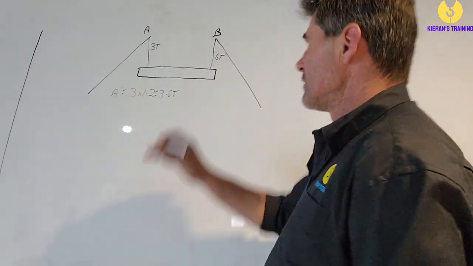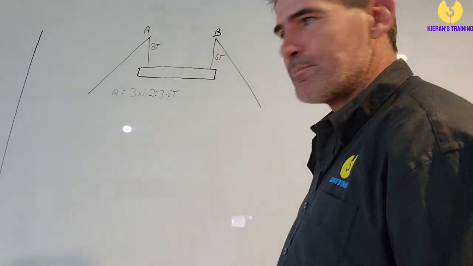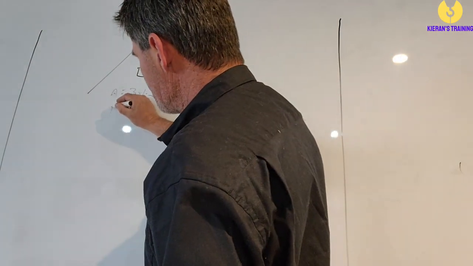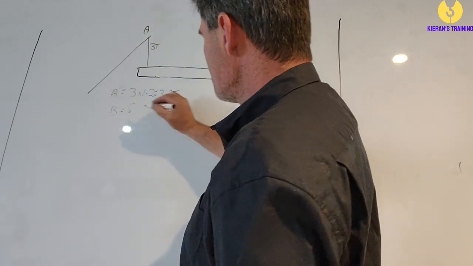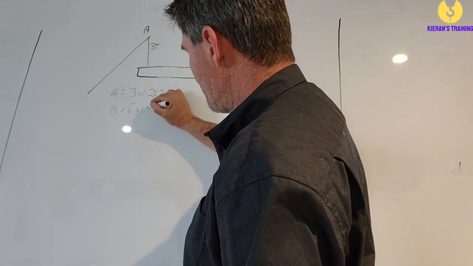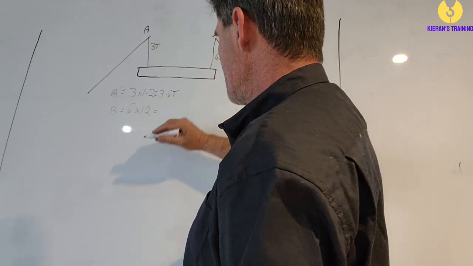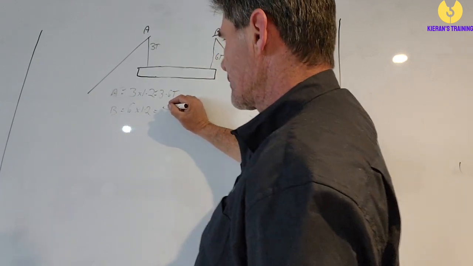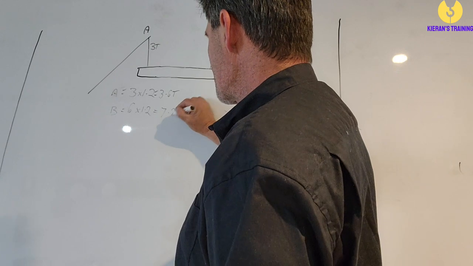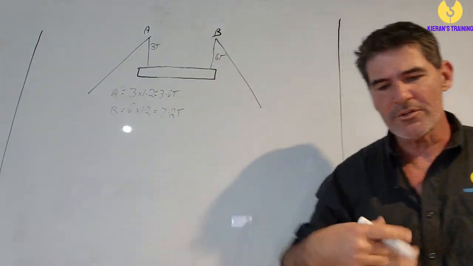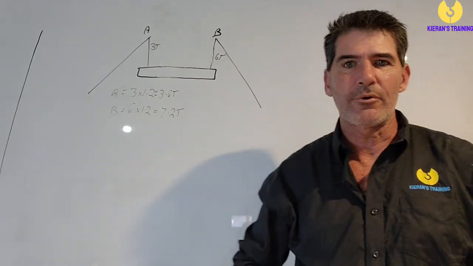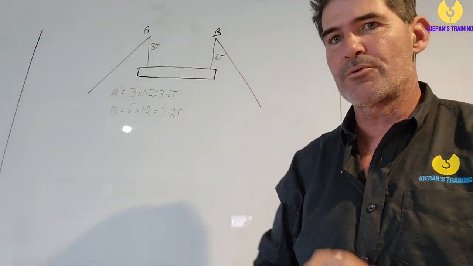Same again with crane B. Because it's taking 6 tonne, 6 times 1.2 is going to equal, what have we got? 7.2 tonne. So when you're setting it up, don't just look at the weight, you need to allow for an extra 20% on top for a dual crane lift.